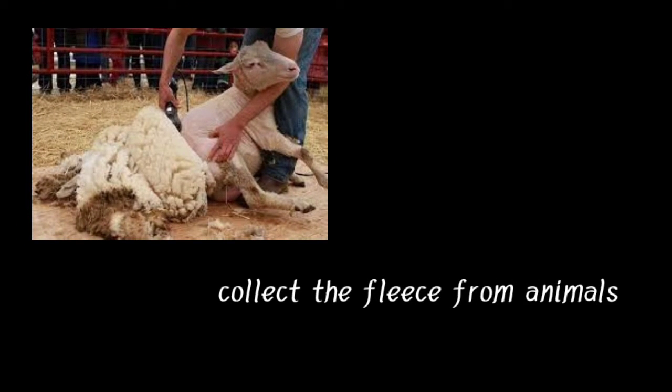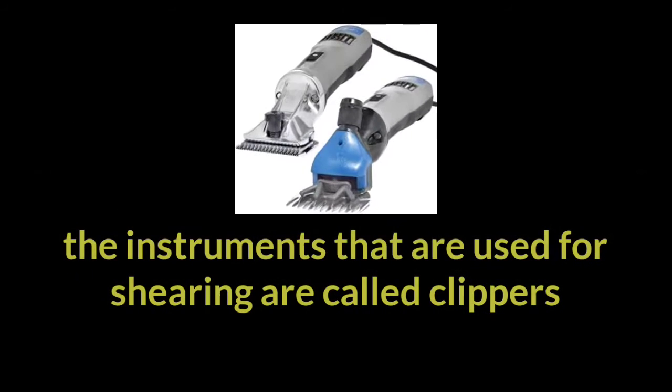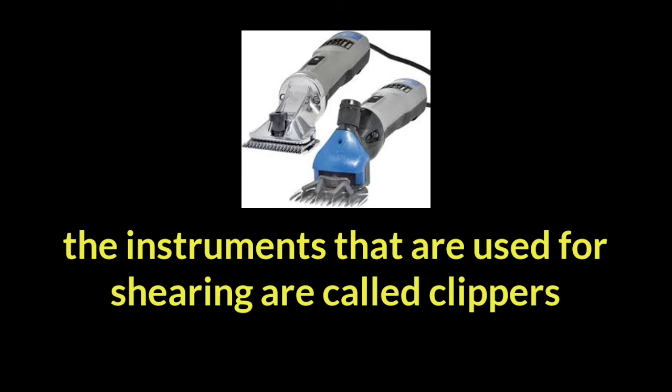Now we will discuss how we can produce woolen fiber from wool. Firstly, we have to collect the fleece from the animal. Usually, we get this fleece from hairy animals like yak, sheep, camel, Kashmiri goat, and Angora rabbit, etc. We remove the fleece from those animals, and this process of removal of fleece from the hairy animal is called shearing. For the shearing process, we use instruments called clippers.